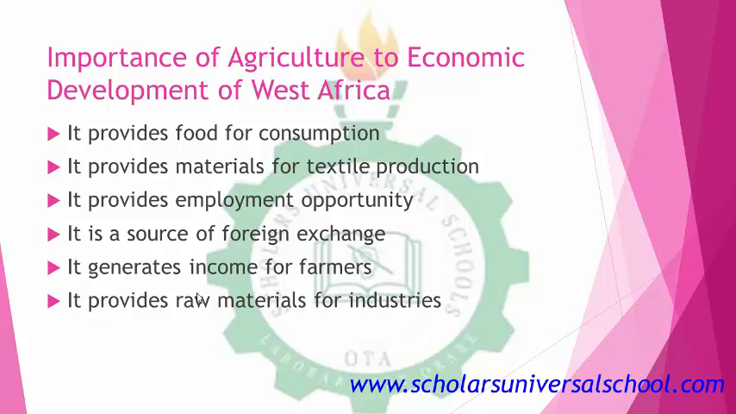Finally, the last importance we are going to be looking at for agriculture is the provision of raw materials for industries, which is similar to what we discussed under materials for textile production. Agriculture, like we said earlier, provides most of the raw materials we need for our industry. So this can also help in the industrial sector.